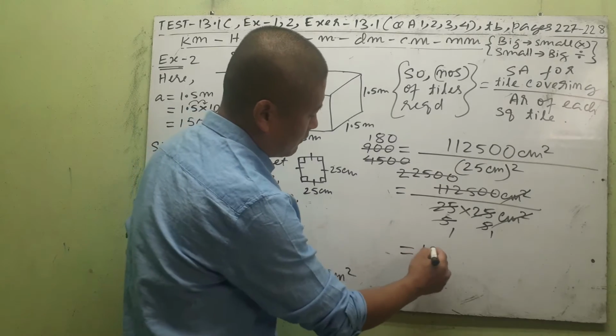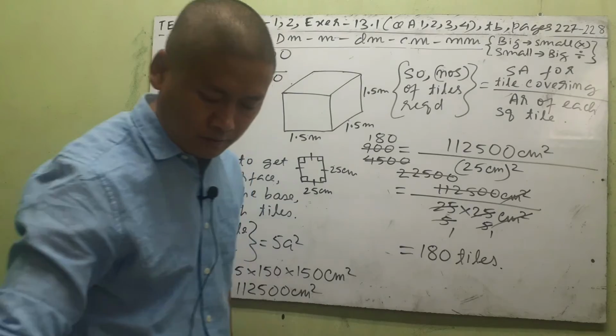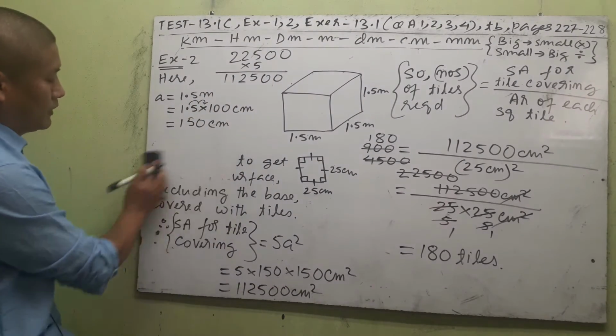So we're going to require 180 tiles. Okay, 180 tiles. So we have to find the cost now.